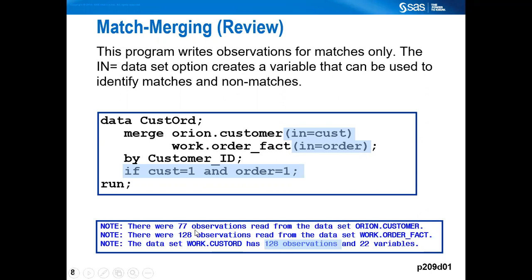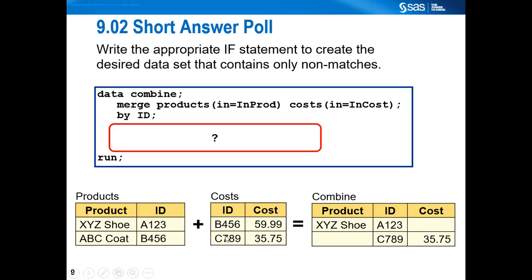All right. Now answer this question. Write the appropriate if statement to create the desired data set that contains only non-matches. We want to select only non-matches. They have ID in common. So if you look at the values, yes, it can be like if in product equal to 0 and in cost is also 0.